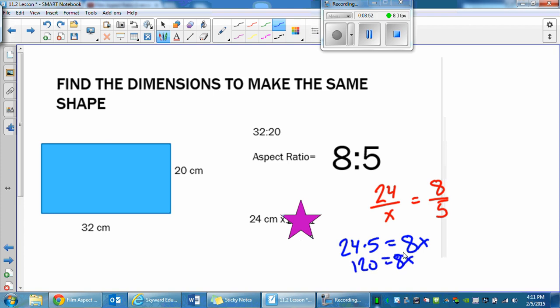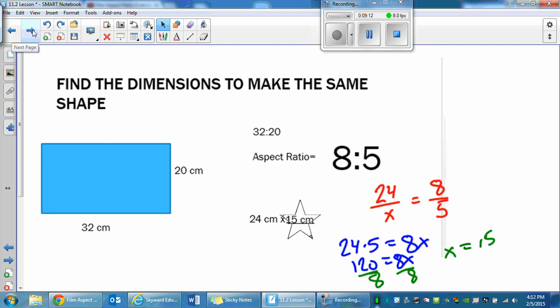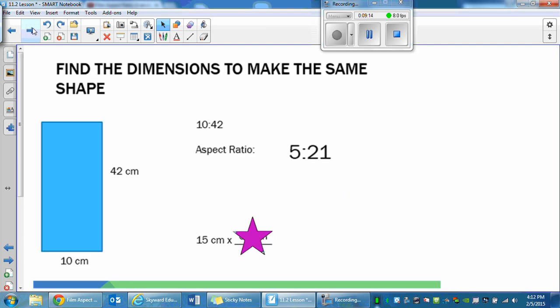Then you would divide by 8 on both sides. Running out of room, sorry about that. So 120 divided by 8 is 15. Okay, so if I'm going to resize my picture to a smaller size, where the width is 24 centimeters, my height would have to be 15 centimeters for my picture to not be distorted. So once again, there's 2 different ways that you can think about this. It just depends on your preference.